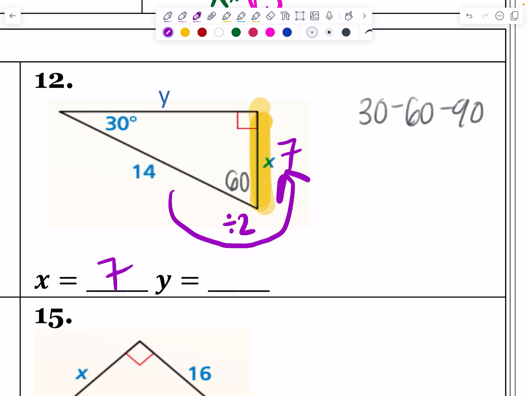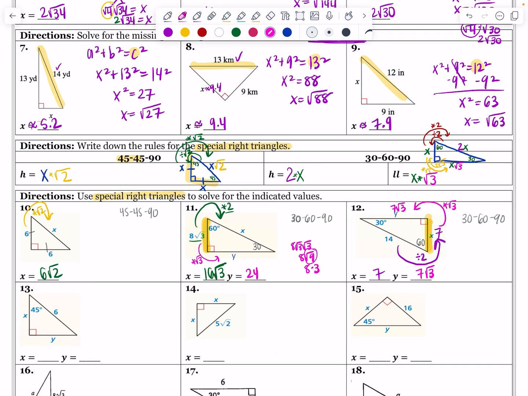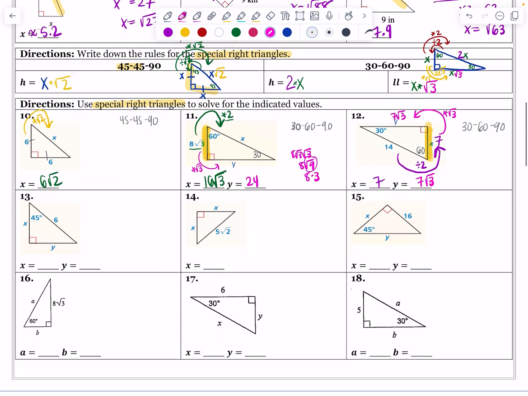If my short leg is 7, how do I get to my long leg? I'm getting bigger, so I'm going to multiply by root 3. So that's going to give me 7 root 3 for my long leg. So this is just simply using those shortcuts. So we're trying to make this fast.